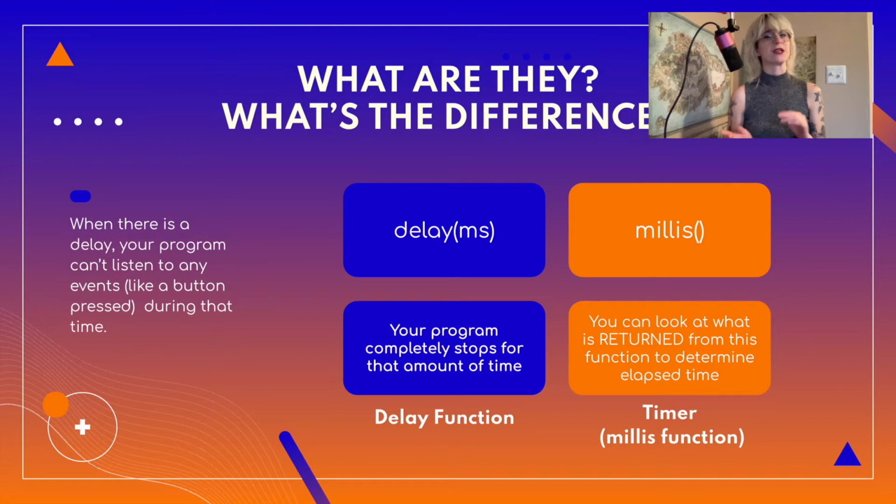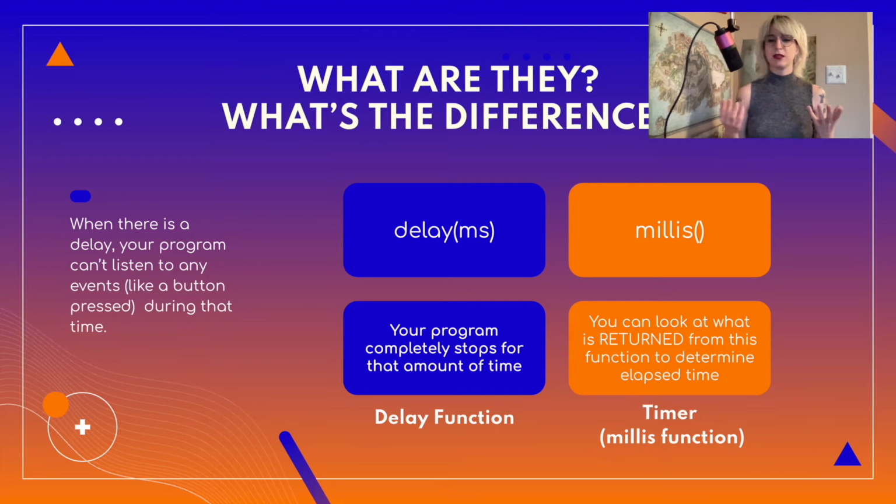That can be an issue because sometimes what you want to happen, maybe we want to keep track of time without making the program completely stop. That's why we use timers instead. We can use this function called millis. It's like milliseconds.